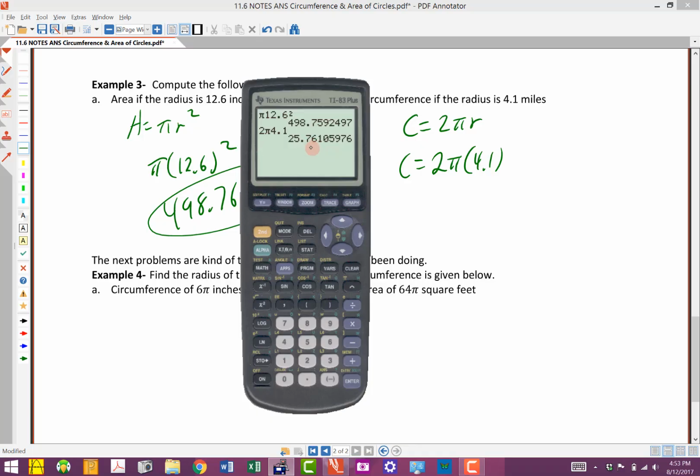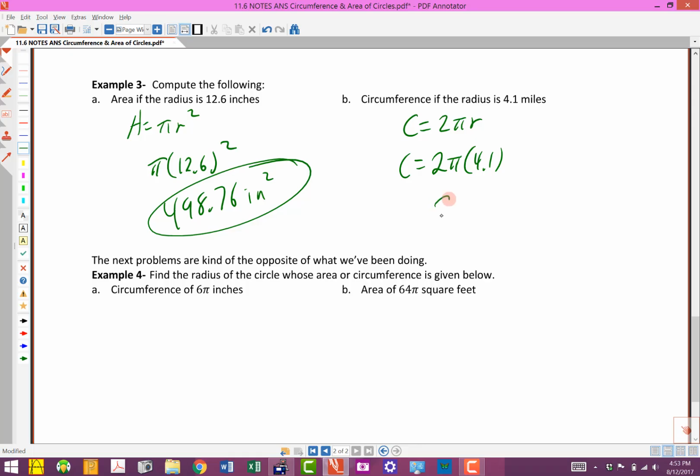It's either going to be 7.6 or 7.7. That's only a 1, so it's going to stay 7.6. So 25.76, and then again we've got to have the units. Remember, this is just a circumference. This is just the distance around the outside, so we're going to go ahead and put miles right there. Okay, so we've got that.